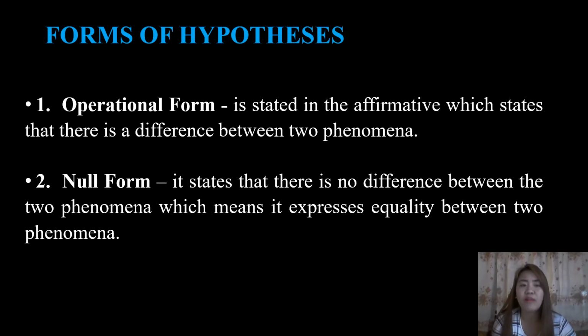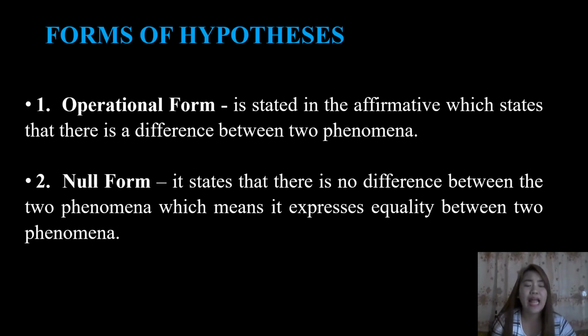We have operational form and number 2 is null form. Number 1, operational form, it is also known as affirmative or alternative hypothesis. Okay? It is stated in the affirmative which states that there is a difference between two phenomenon. Okay? Ibig sabihin po, pag operational form, it will always says there is. Okay? Take note, pag operational form, ang lagi pong naka-indicate sa hypothesis ay there is. There is a significant relationship, there is a significant difference.